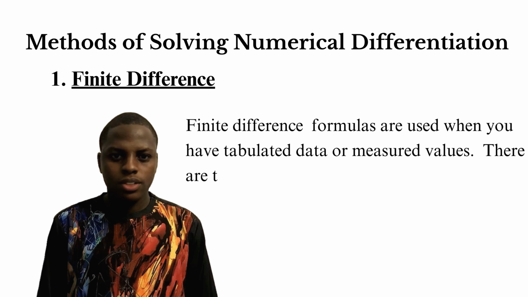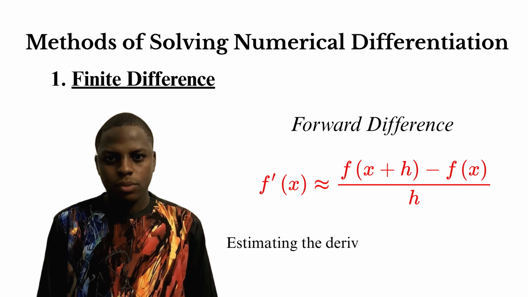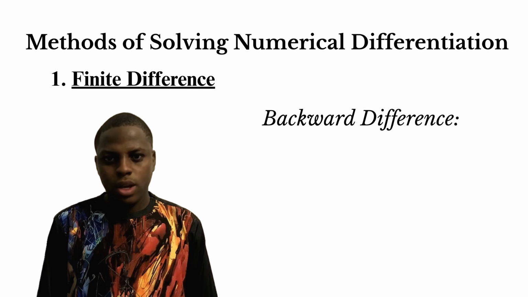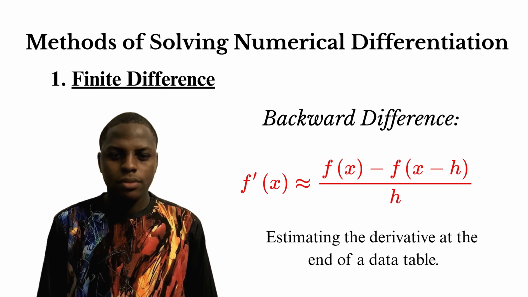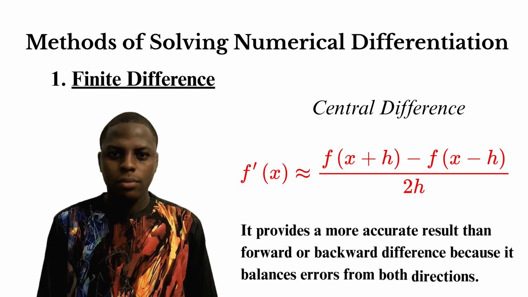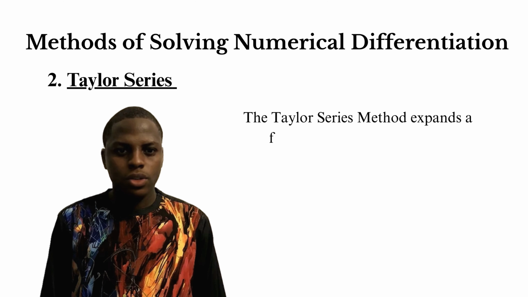Finite difference formulas are used when you have tabulated data or measured values. There are three main formulas. Forward difference: f prime of x is approximately f of x plus h minus f of x, divided by h. Backward difference: f prime of x is approximately f of x minus f of x minus h, divided by h. Central difference: f prime of x is approximately f of x plus h minus f of x minus h, divided by 2h.